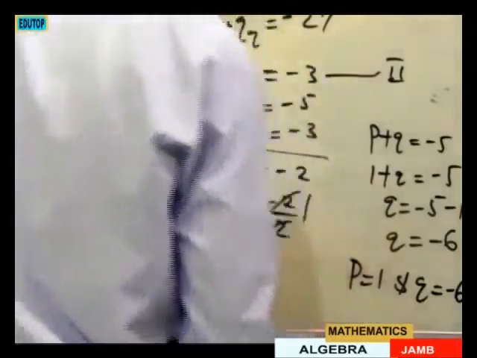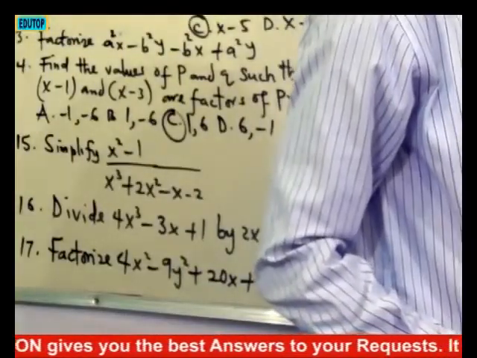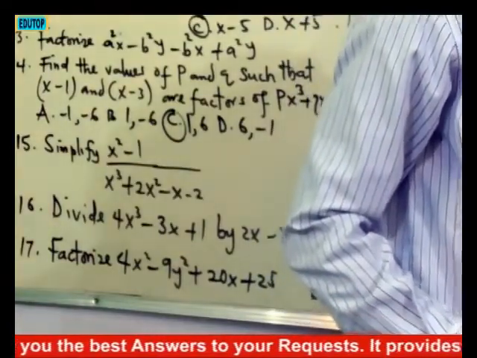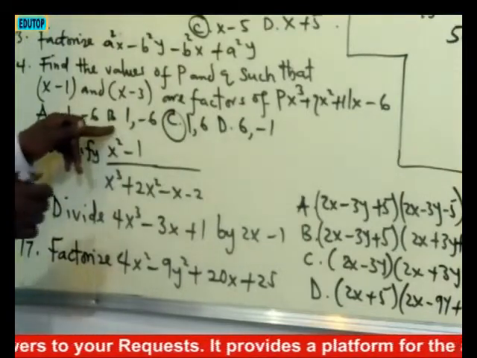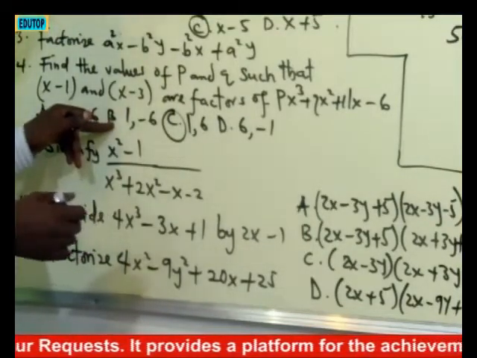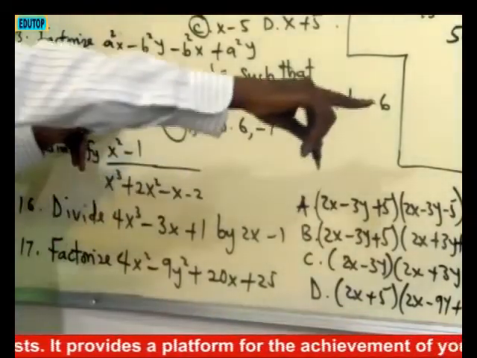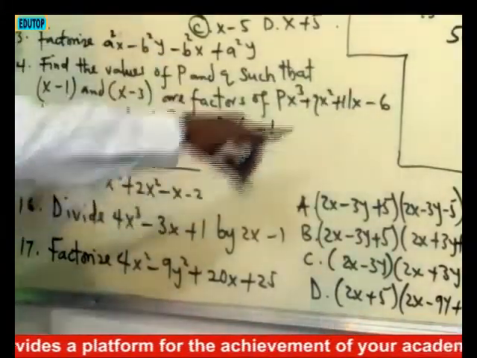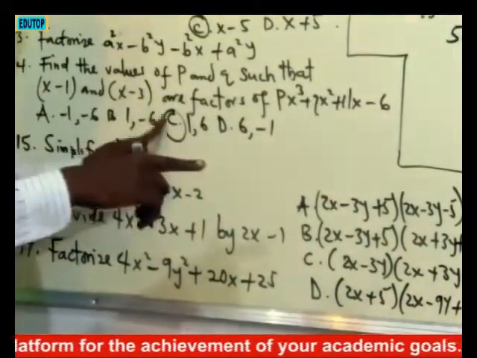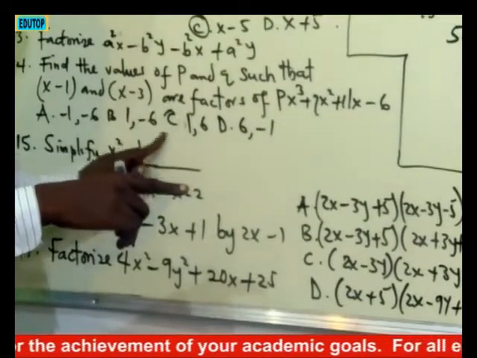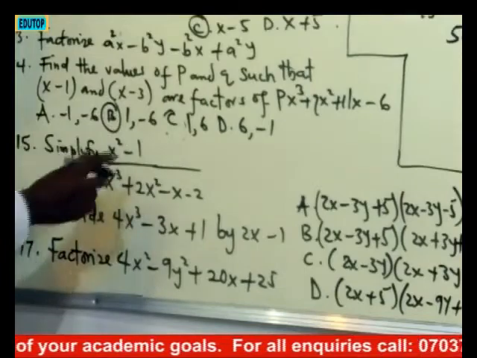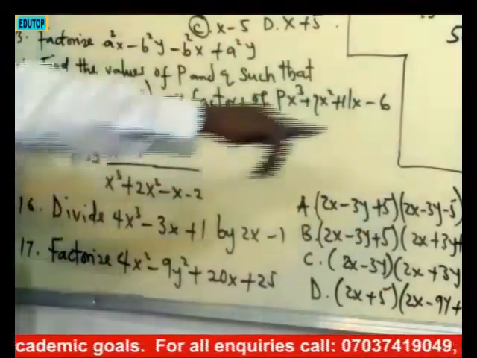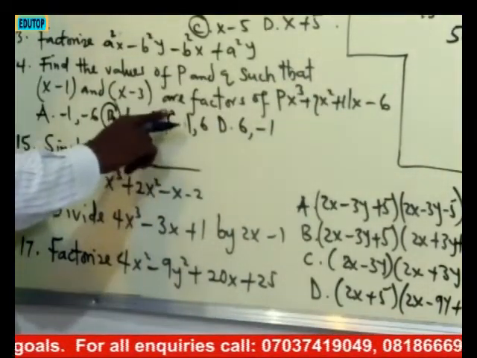So I go to my options. Now, my p is 1 and my q is minus 6. So if you go by the options, the one that has p and q respectively, p is 1, then q is minus 6. So automatically, the correct option here will be B, since my p is 1, then my q is minus 6.